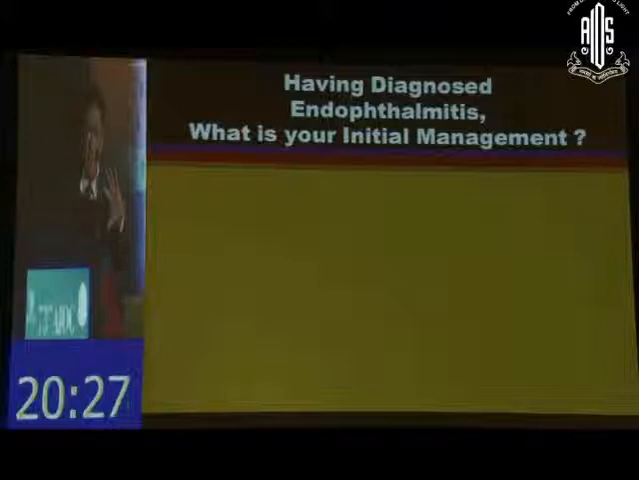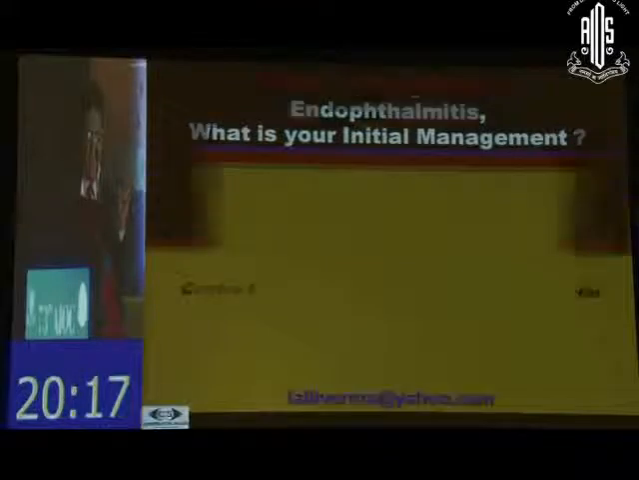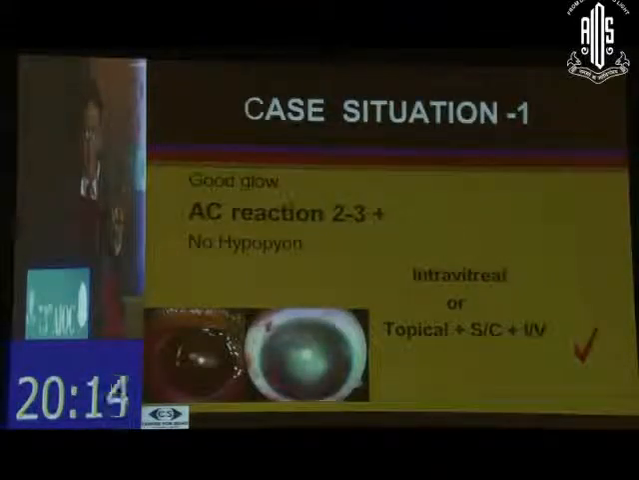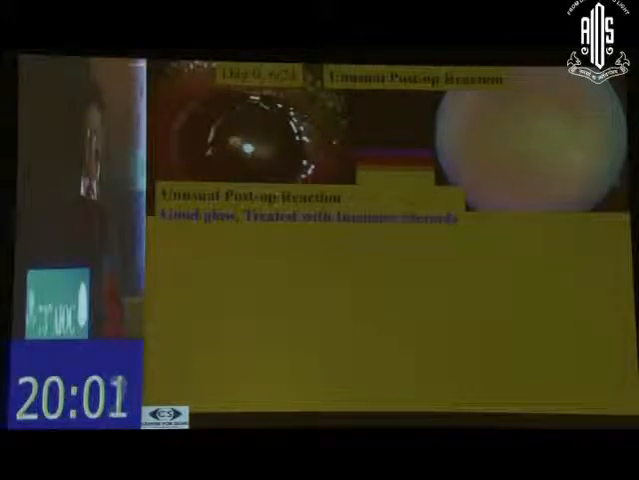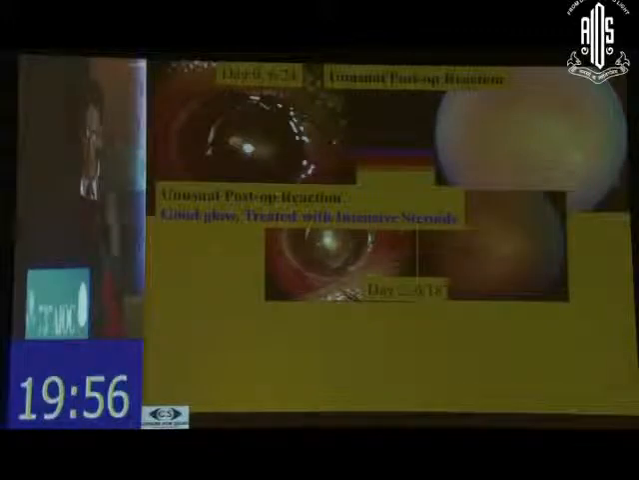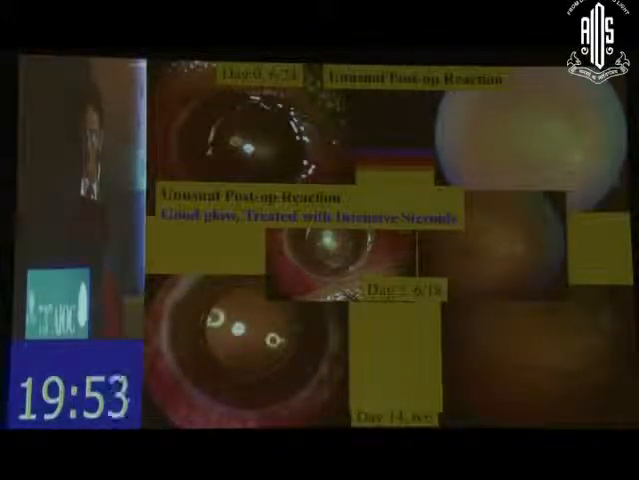So after having suspected endophthalmitis, and after having differentiated infection from TASS, what should be the initial management of endophthalmitis? I'll describe 5-6 case scenarios here. This is one case scenario which I had described before, where we distinguish between TASS and infection. This patient presented on day 0 with an unusual kind of reaction and was treated with intensive steroids, and gradually the patient improved over the course of 2 weeks and came back, the media became clear, and vision improved gradually.